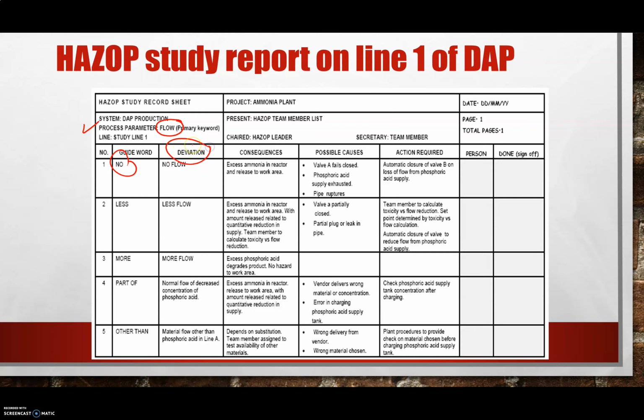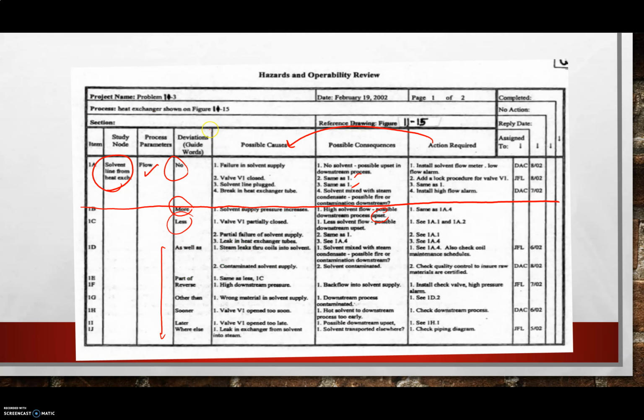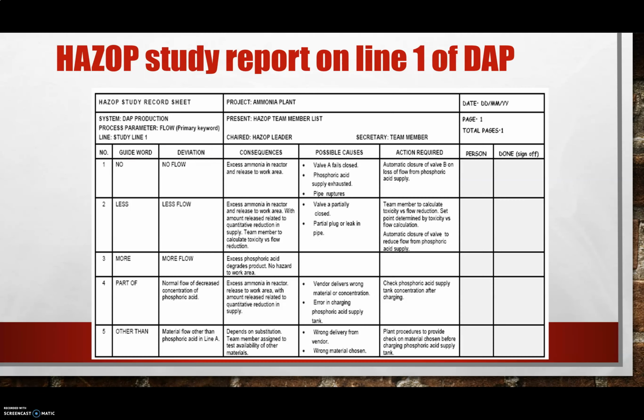So this deviation section, you see previously there was no deviation form, but this one has a deviation. This deviation part is optional, just to highlight no flow, less flow and so on, more flow. So the consequences, possible causes, and recommendation are still listed inside this report.